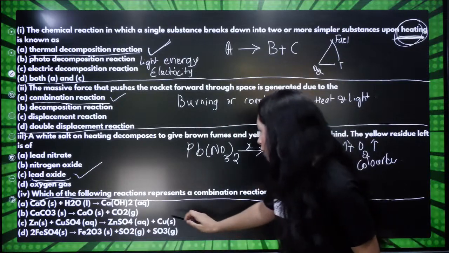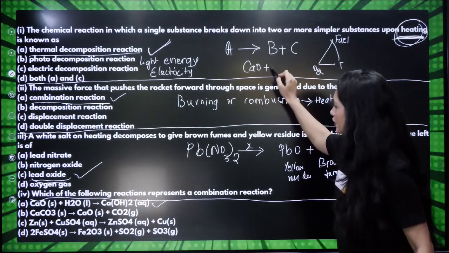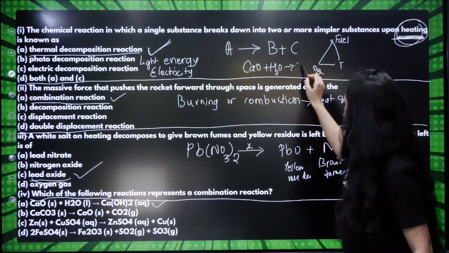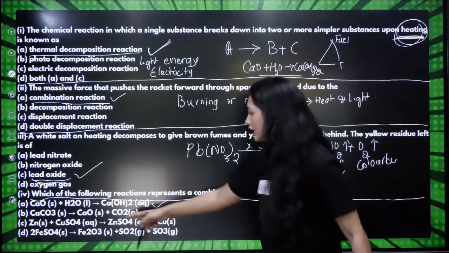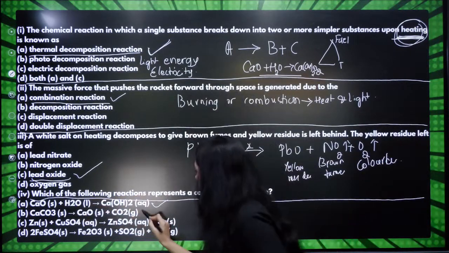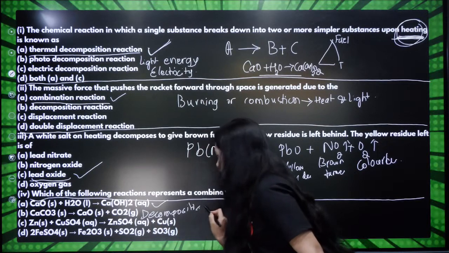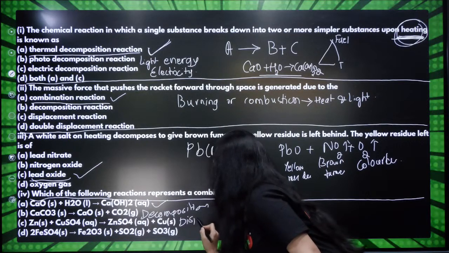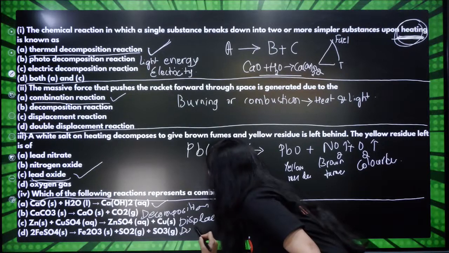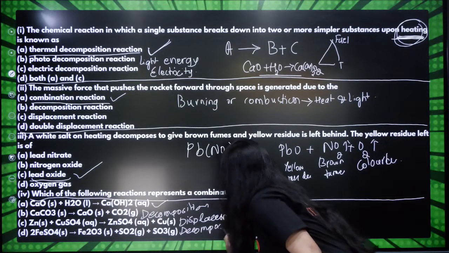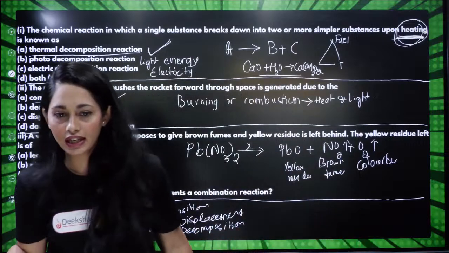Yeah. So, option A is the right answer. Calcium oxide is combining with water to give calcium hydroxide. Here a combination reaction can be seen. In the second one, it is a decomposition reaction. Third one is a displacement reaction. Last one is a decomposition reaction again. Option A is the right answer.